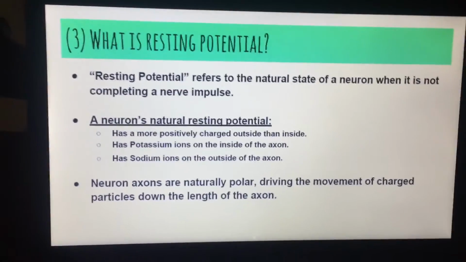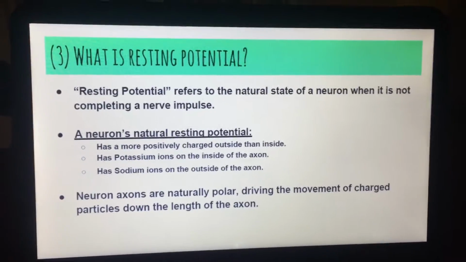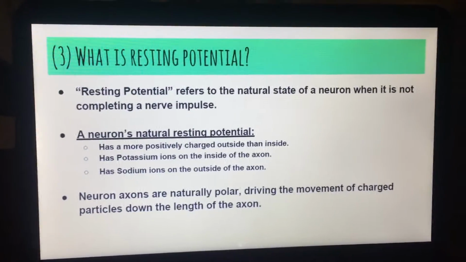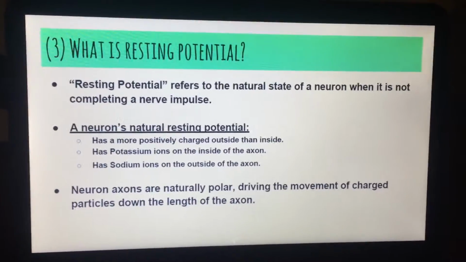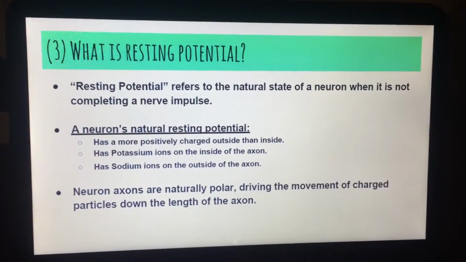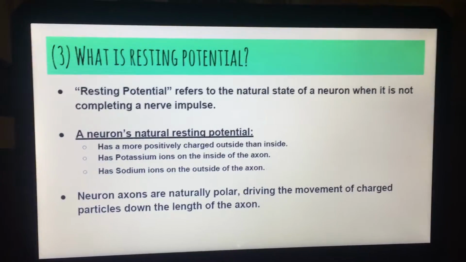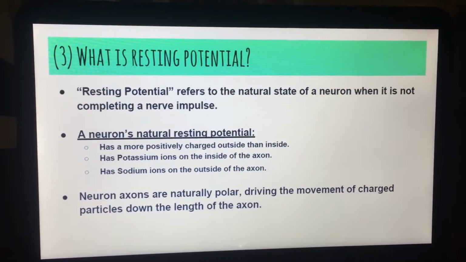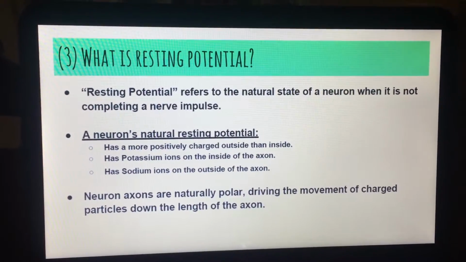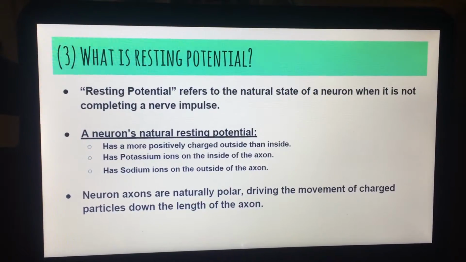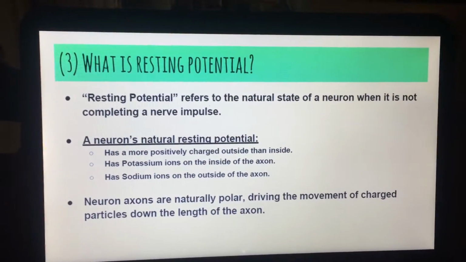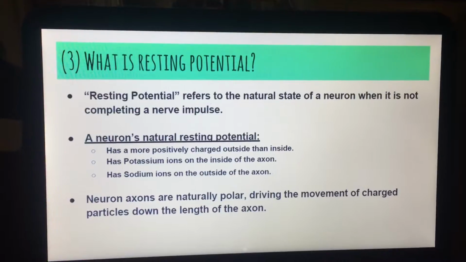So you noticed in one of those steps, the last thing that has to happen is resting potential. But even though it's the last thing we have to regain, we actually start with resting potential. Resting potential refers to the natural state of a neuron when it's not doing anything, when it's not completing a nerve impulse, not sending any messages, when it's just chilling, relaxing. That's its natural resting potential.